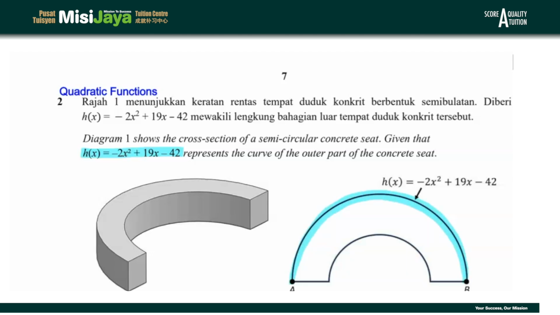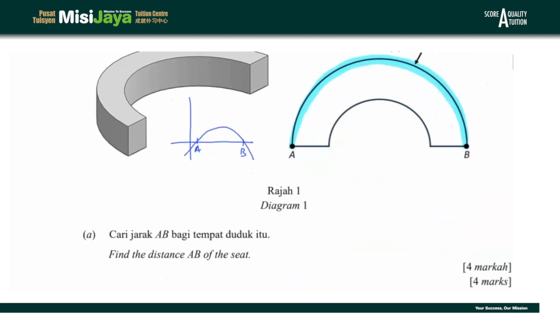So this is a quadratic, which is a graph with a curved shape. If I were to draw a sketch, it will look like this. So this is A and this is B, and that's the curve. Now they want us to find the distance AB of the seat.